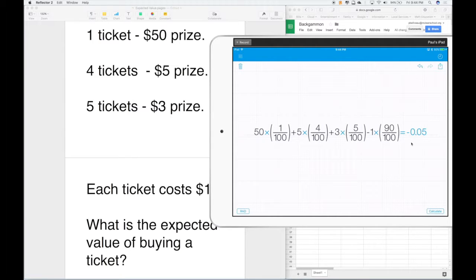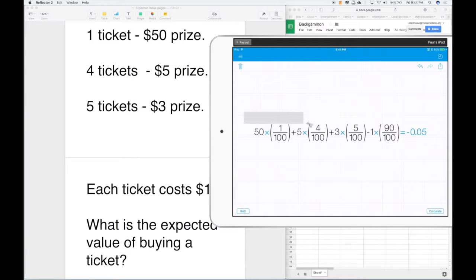Notice this possibility is not even a thing that can happen on one run through the lottery. Can't happen through this raffle. I mean, if I play this raffle once, I'm either going to get $50, $5, $3, or I'm just going to lose my dollar. So this can't happen any one time you play. But it's what you should anticipate happening on average over multiple extended periods of time playing this game.